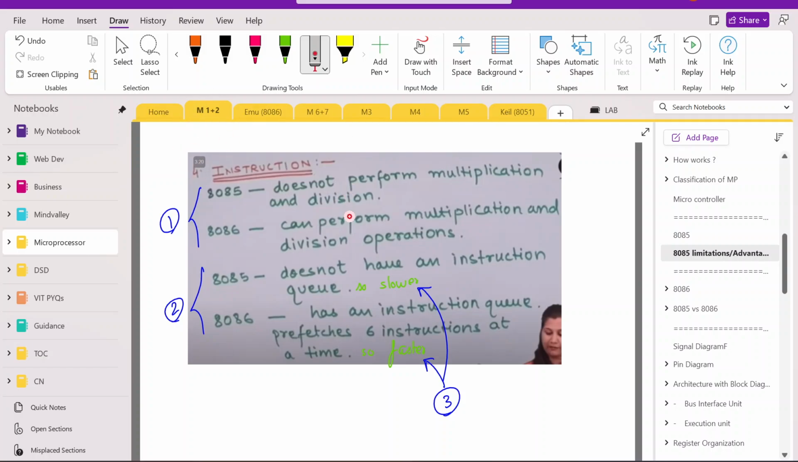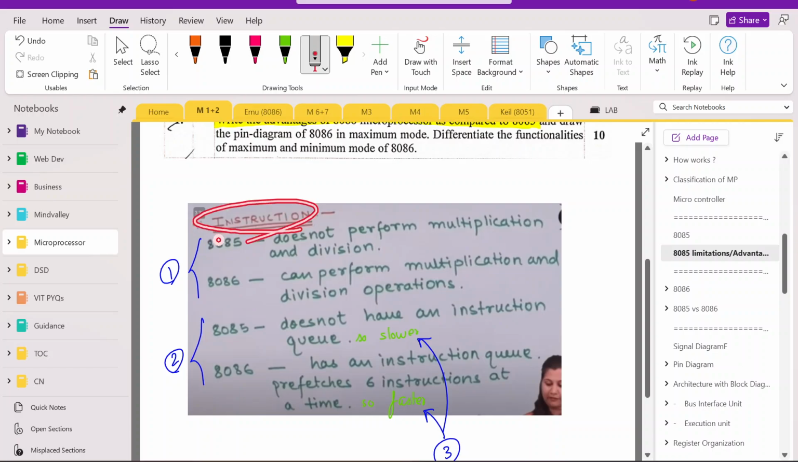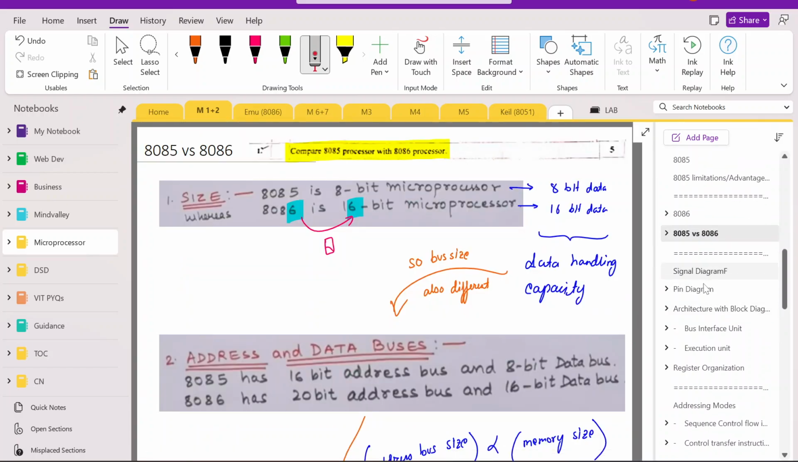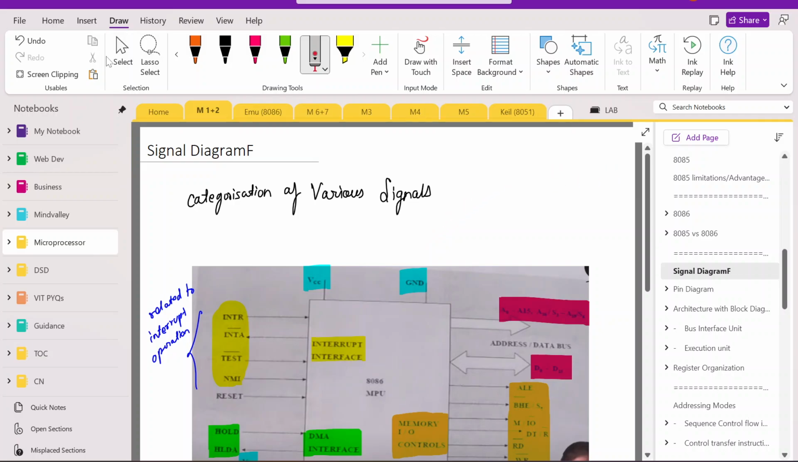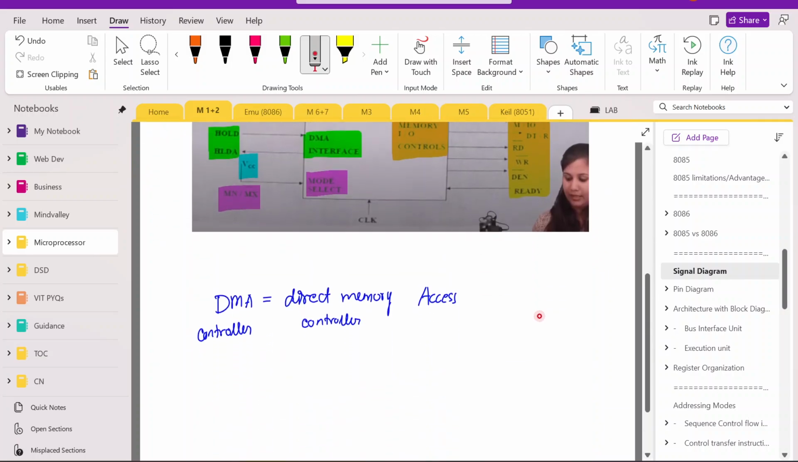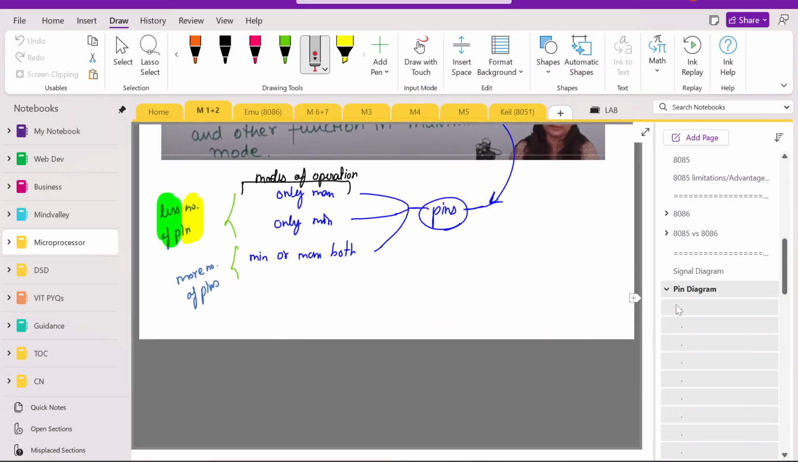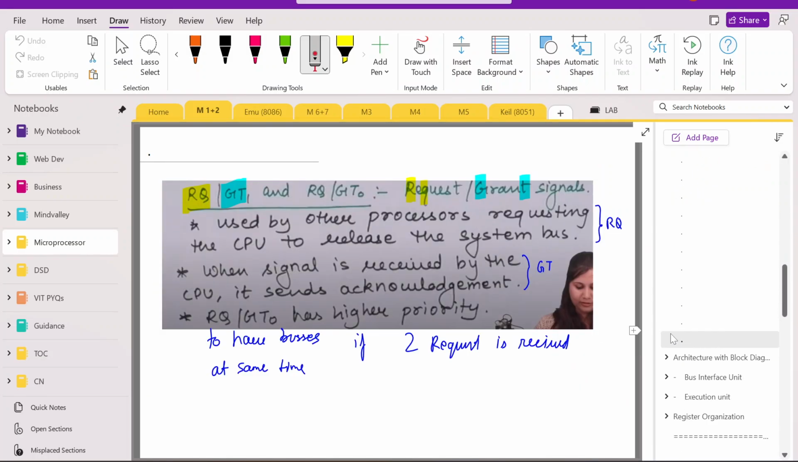The PDF which I will share will cover module 1 and module 2, because module 1 is just the basics, the introduction. So I have shown you up to here. In module 2, you will understand the 8086 signal diagram, and then the pin diagram. The pin diagram looks something like this.